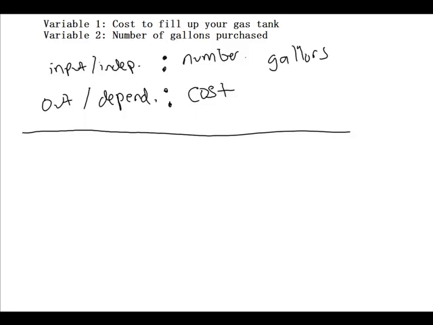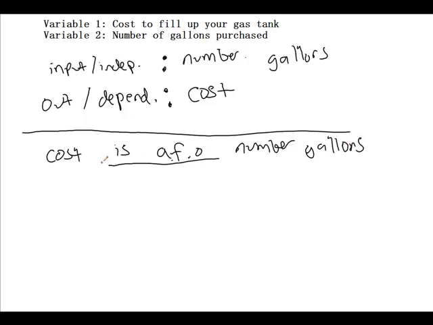Okay, so that allows us to say that the cost is a function of, I'll just abbreviate this, a function of number of gallons. Remember, that's how we always state it. The output is a function of the input. That's something to get used to because it's something we hear so frequently.